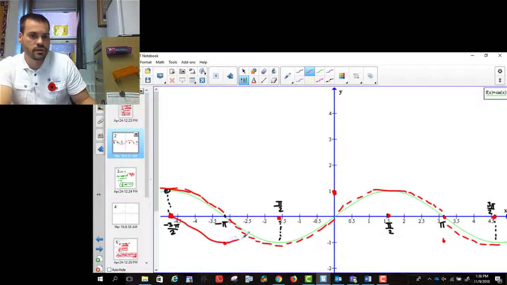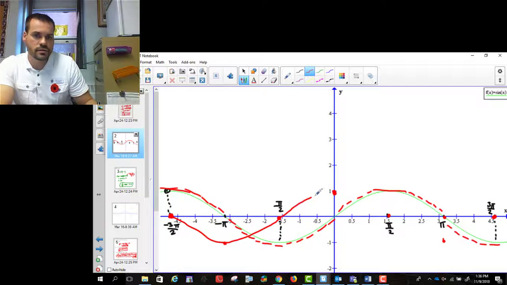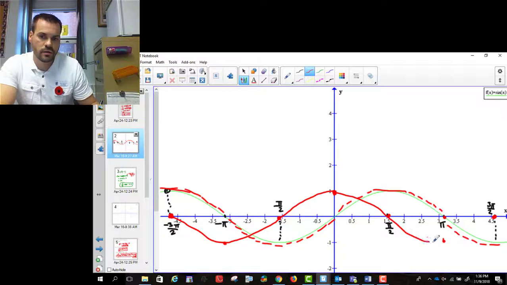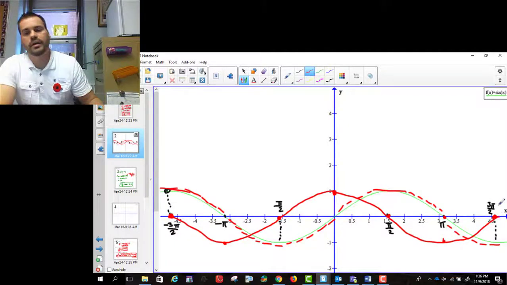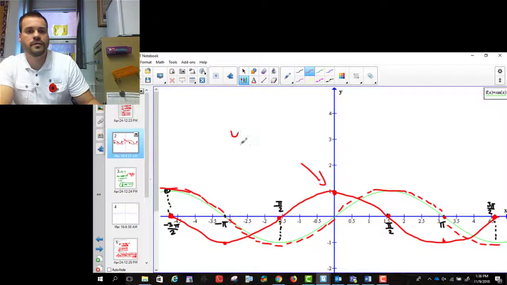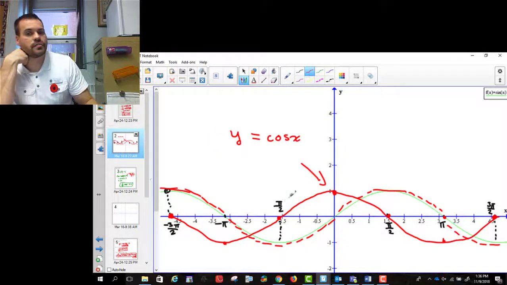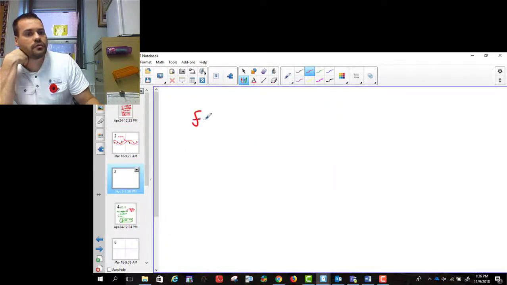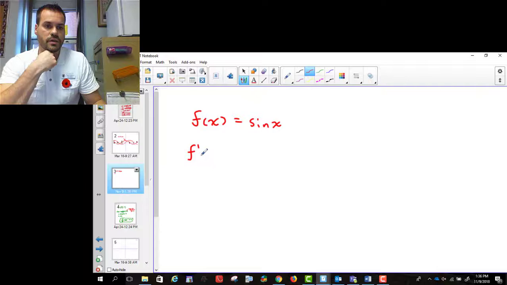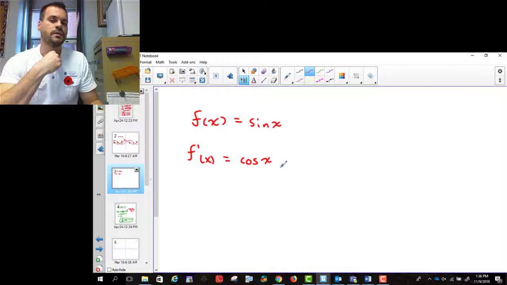I'm going to try to connect these dots. And if you look at that, hopefully you recognize that that graph is the graph of y equals cosine x. So just from looking at an analysis of the graph, you can get that conclusion that if our function f of x is sine x, then f prime of x is cosine x. So what we're saying is the derivative of sine x is cosine x.